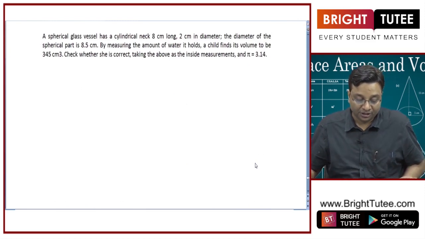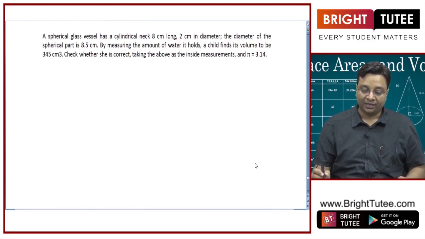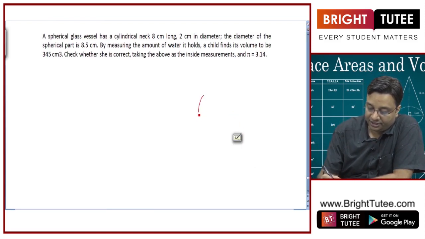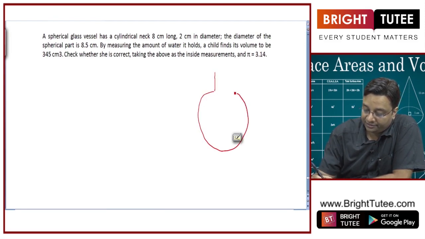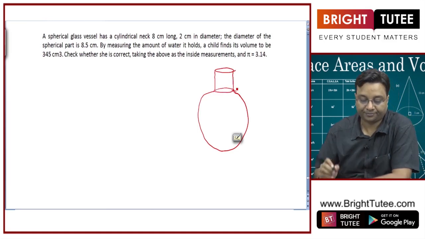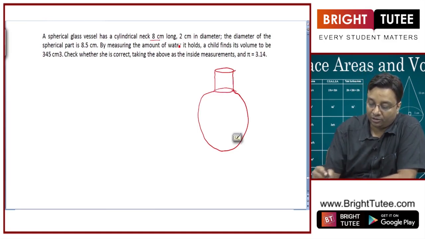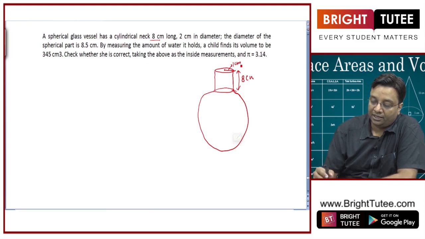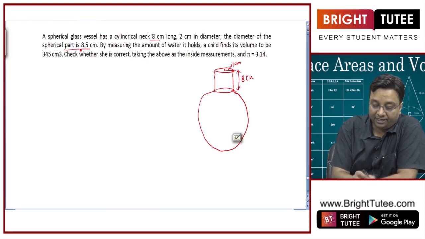Okay. Now in this question we are talking about a spherical glass vessel that has a cylindrical neck. There is this spherical glass vessel and it has got a cylindrical neck, 8 centimeter long and 2 centimeter in diameter. So always convert this into radius, which is half of the diameter, 1 centimeter. The diameter of the spherical part is 8.5 centimeter.